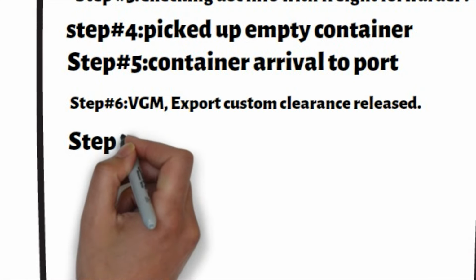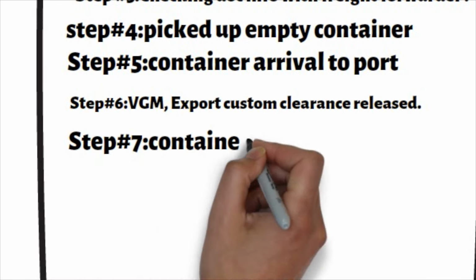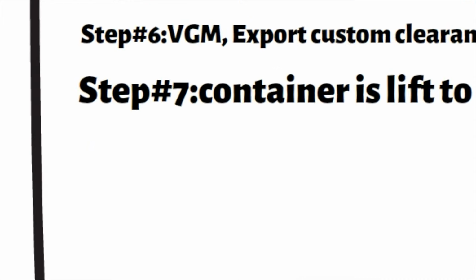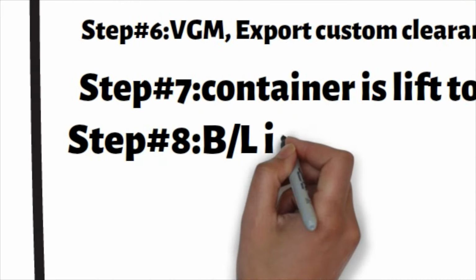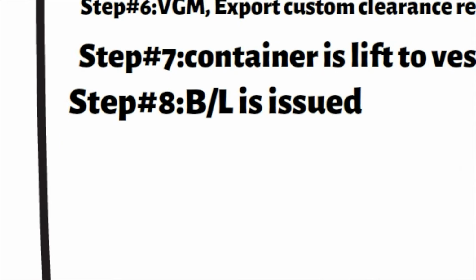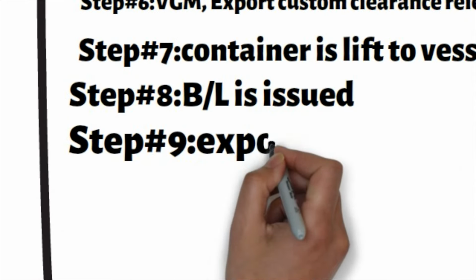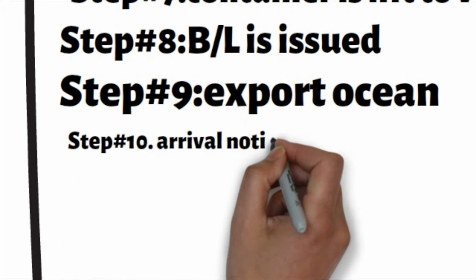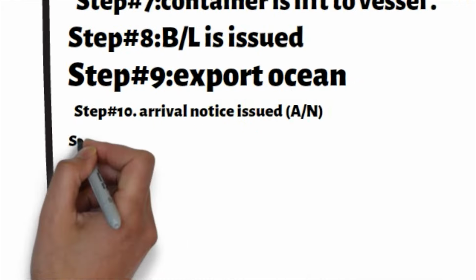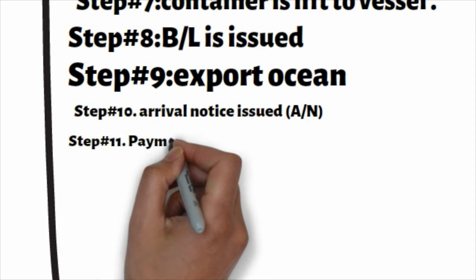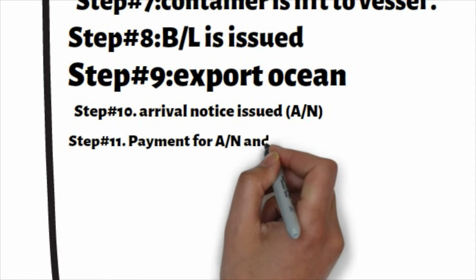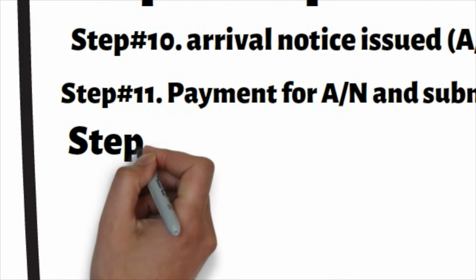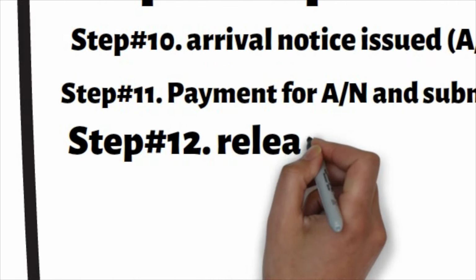Step 7. The container is lifted to the vessel. Step 8. The bill of lading is issued. Step 9. The export ocean shipping. Then step 10. Arrival notice issued. Step 11. Payment and submit bill of lading. Step 12. The freight forwarder releases the DO to the consignee.